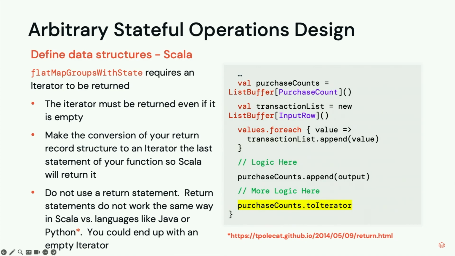Finally, to be returned, it requires an iterator. That iterator must be returned even if it is empty. So in this example here, make the conversion of the iterator the last thing that you do. Now there's a reason for that. This is Scala specific. You cannot use a return statement in Scala in this case. Returns in Scala work differently than in Python and Java. So if you use a return statement, you can actually end up with an empty iterator, which is not what you want most of the time. So when you're doing this in Scala, make sure to convert your structure that you defined for your output to an iterator as the last step, because Scala will return whatever was last.